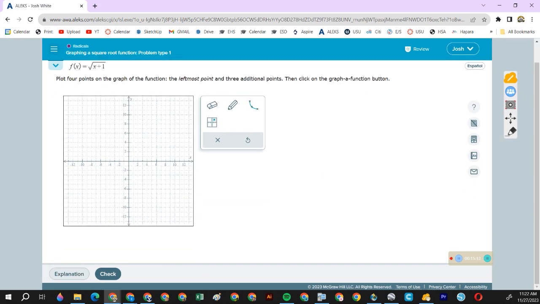Okay, graphing a square root. Where is this going to be? Left 1. So it starts here, and then instead of right 1, up 1, and right 2, up 4, it's up 1, right 1, up 2, right 4. The leftmost point and 3 additional points. So up 3 over 3 times 3 is 9. So up 3 over 9. Here we go.